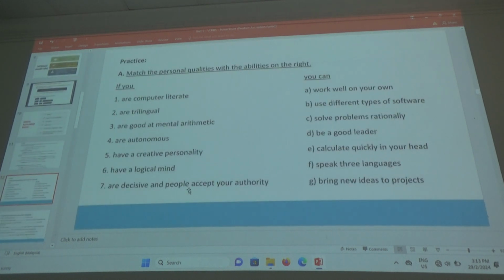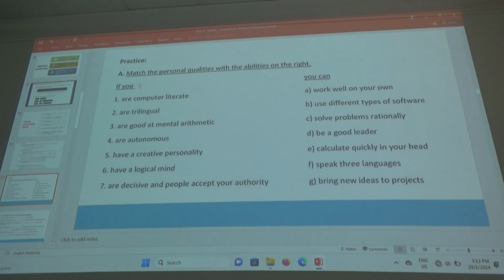Alright, let's look at the next one. Okay, let's see if we can match this correctly. If you are computer literate, literate means what? Literate. That means you know computers. You can do work in computers, alright? So if you are computer literate, you can use different types of software. Is that okay? Can you match that?